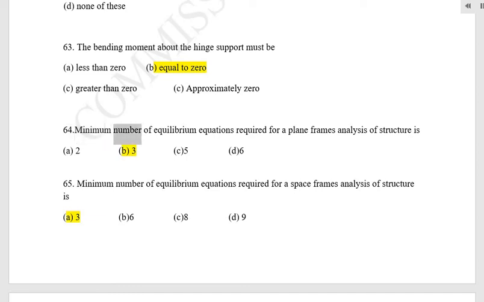64. Minimum number of equilibrium equations required for a plane frame's analysis of structure is: A. 2, B. 3, C. 5, D. 6. 65. Minimum number of equilibrium equations required for a space frame's analysis of structure is: A. 3, B. 6, C. 8, D. 9.